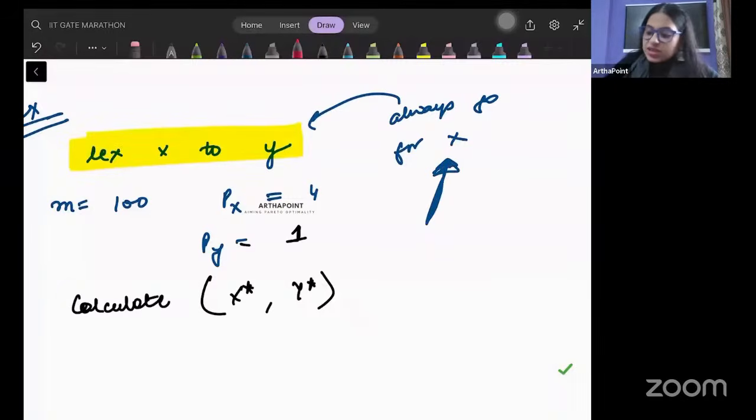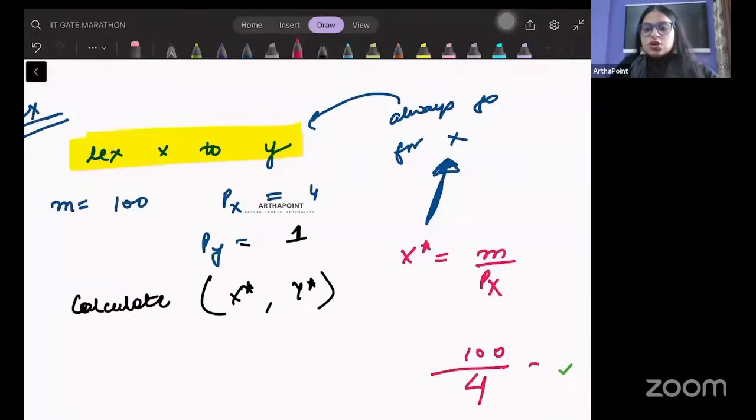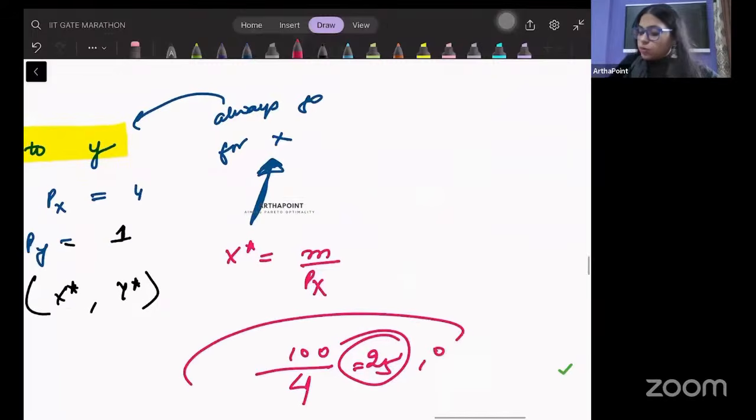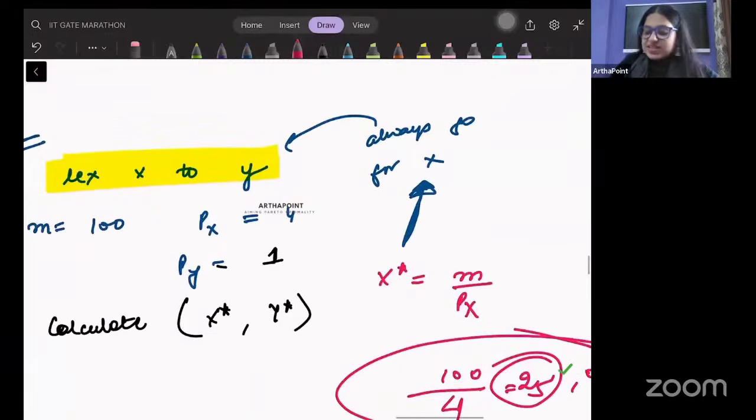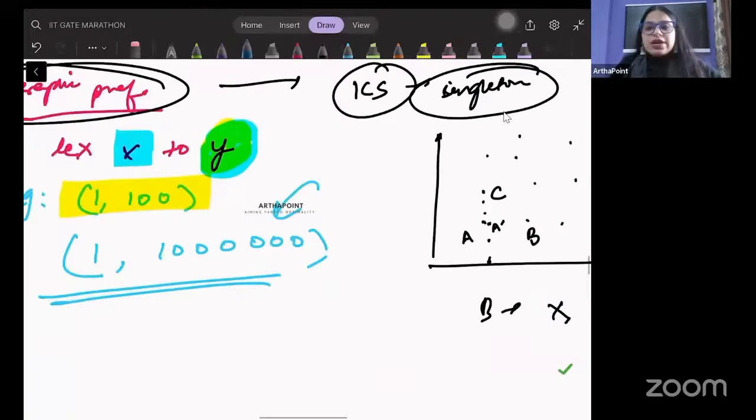So in this case, my x star will be m by px. My income is 100, price of good x is 4, so I will be consuming 25 units of good x, 0 units of good y. Always remember, lex preferences mean you will only consume the good which has lex attached to it. The other good will be consumed in 0 units, unless that good is free. Then I don't care. You give me any amount of that good, it is free, I'm not spending money on it. So this is what lex preferences mean.